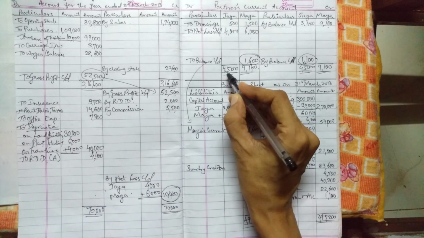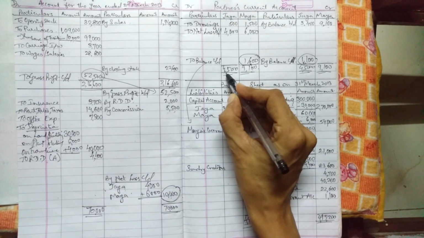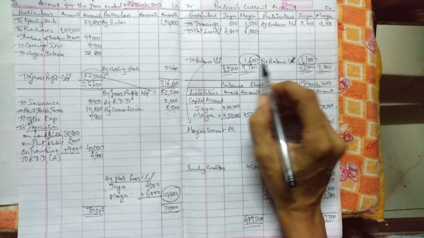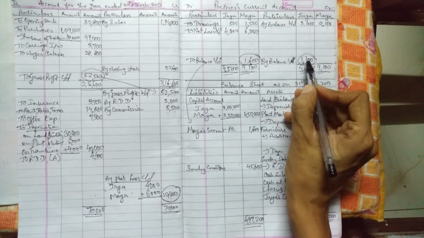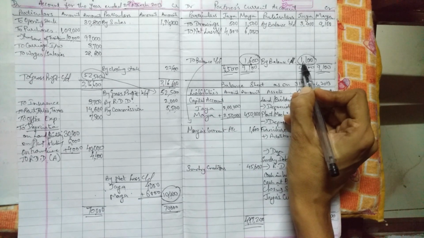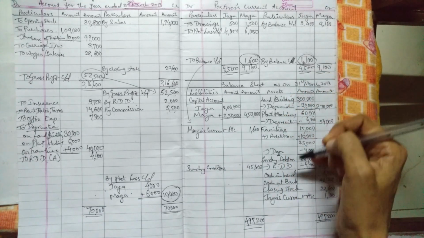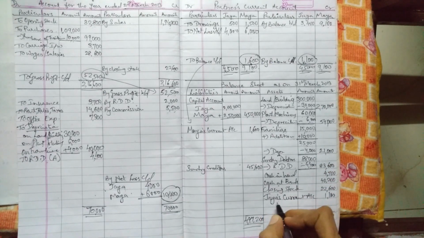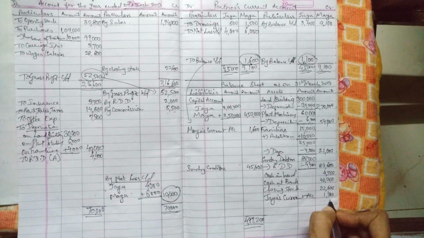You have taken the total first, debit side total first, and then brought it to the credit side and minus 3400 here. That means debit side total was more. Therefore this 1100 is called the debit balance, and because it is debit balance we are going to transfer it on the asset side, because assets show the debit balances. Okay, so here on the asset side we will write Jaya's current account 1100.